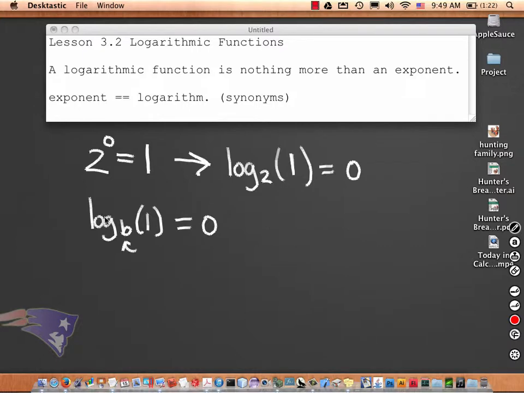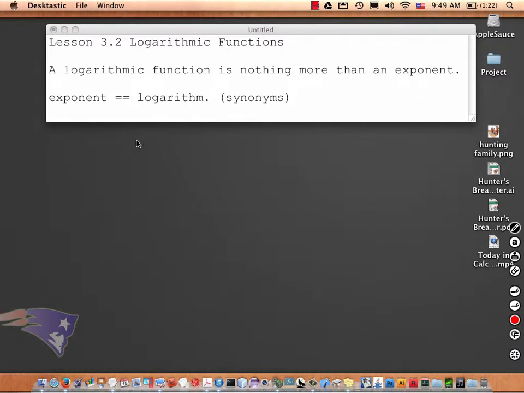This is one of the special properties that you need to know. What's its name? I don't know if it really has a name. It's just that if the argument of a logarithm is ever 1, then you'll get 0. You can name it later.